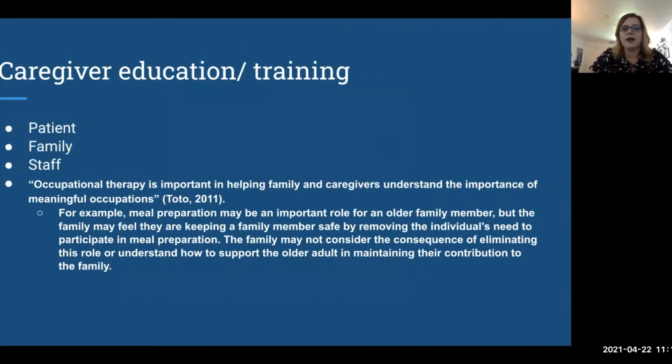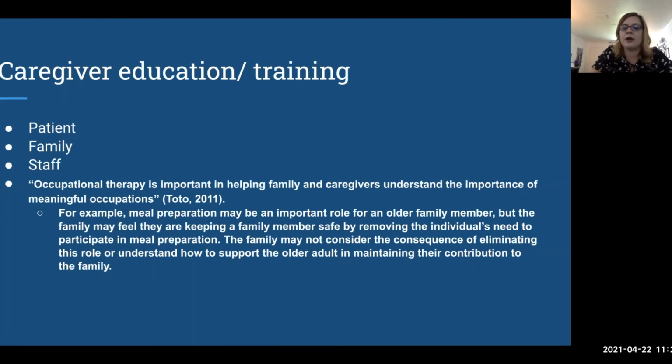So as we've talked a lot, OTs provide a lot of education. We provide education to the patient, the family, as well as the staff. The education we provide might be attributed to their equipment use, the adaptations that would benefit them, or the recommendations that the OT is providing.